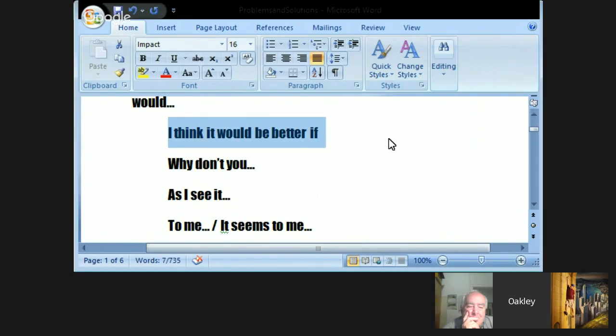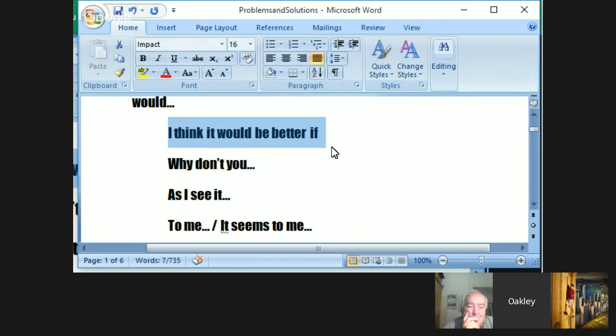Here's another very polite form. It's not really direct speech, it's indirect speech. All indirect speech is going to be considered more polite. Instead of just saying, well, you should, I think it would be better if, blah, blah, blah. These are nice, polite forms.